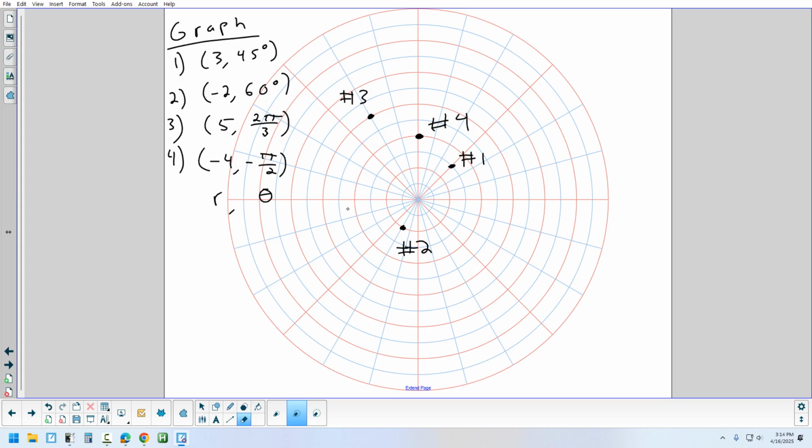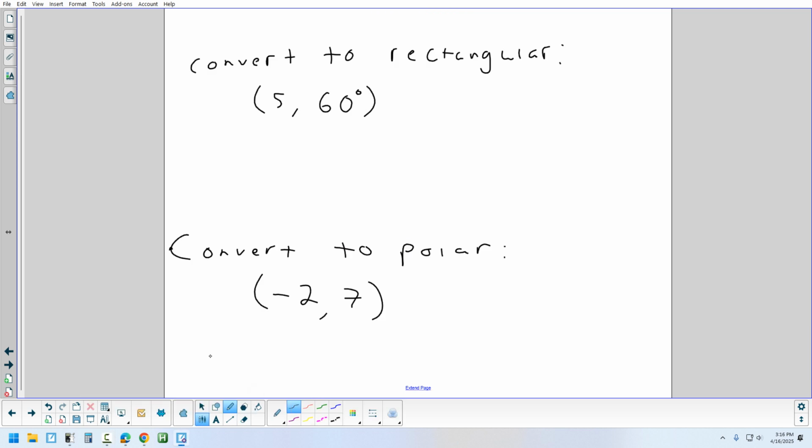Okay, so you'll have a couple like that on the test. It could be a combination of degrees and radians, positives and negatives. Any questions on graphing those 4? Okay. All right, so next 2 questions we're going to look at are converting between polar and rectangular.